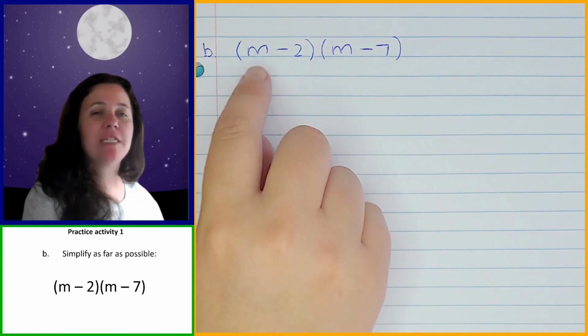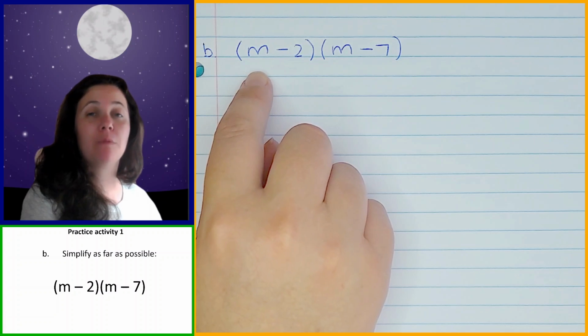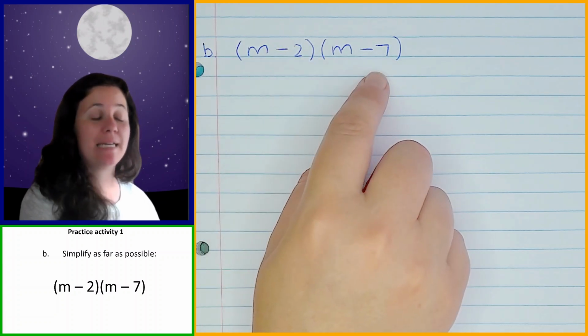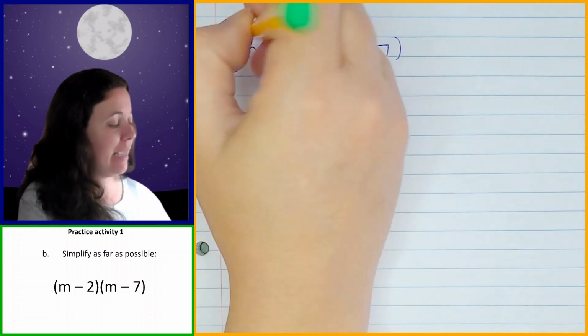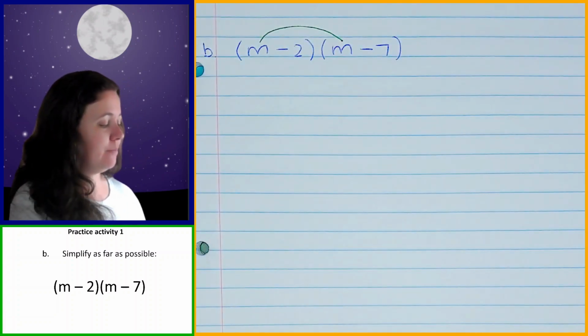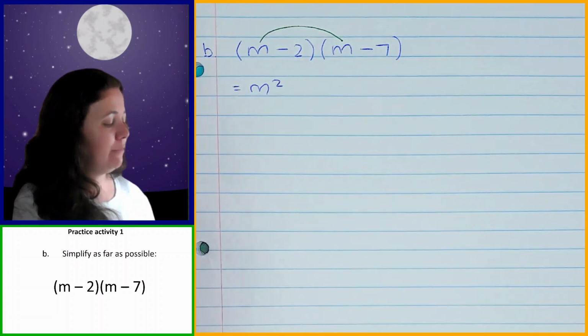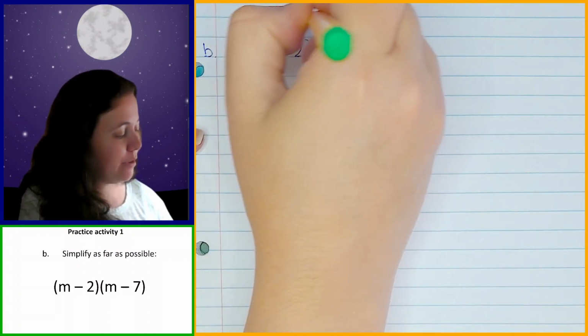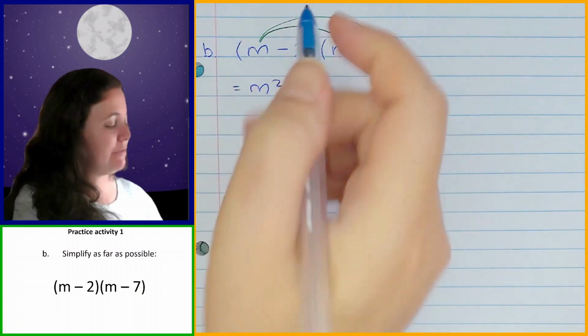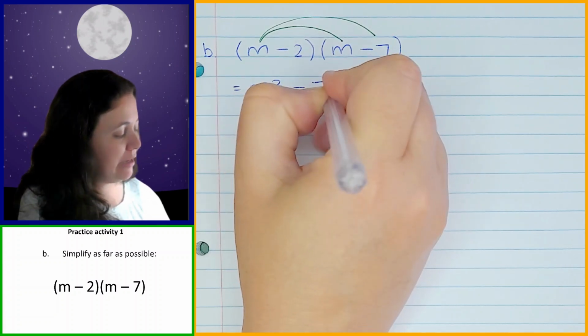So first I'm going to take the m in the first set of brackets, I'm going to multiply it by each term in the second set of brackets. So I'm going to multiply the m by the m over here. That gives me m squared. And then I'm going to multiply the m by the minus 7, and that gives me minus 7m.